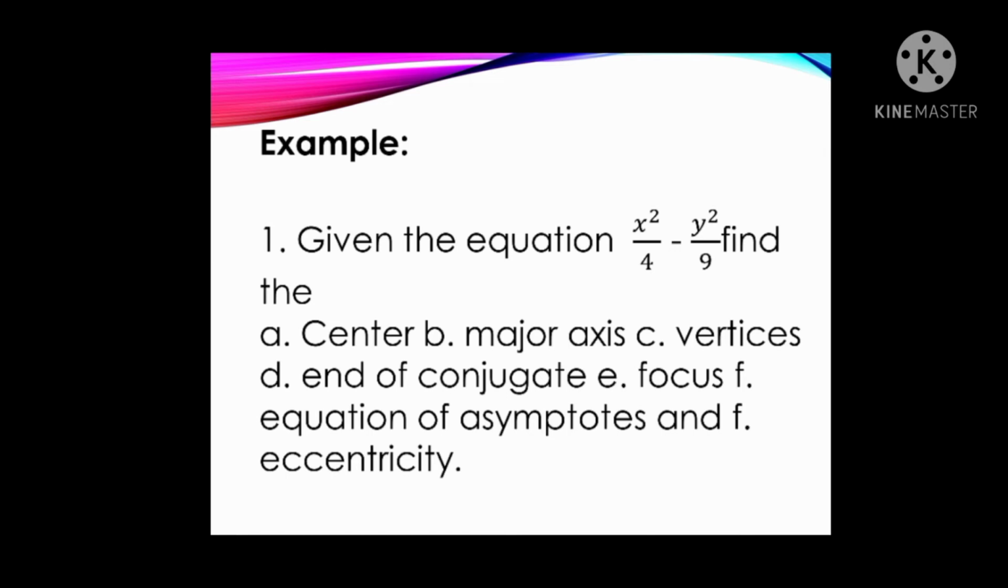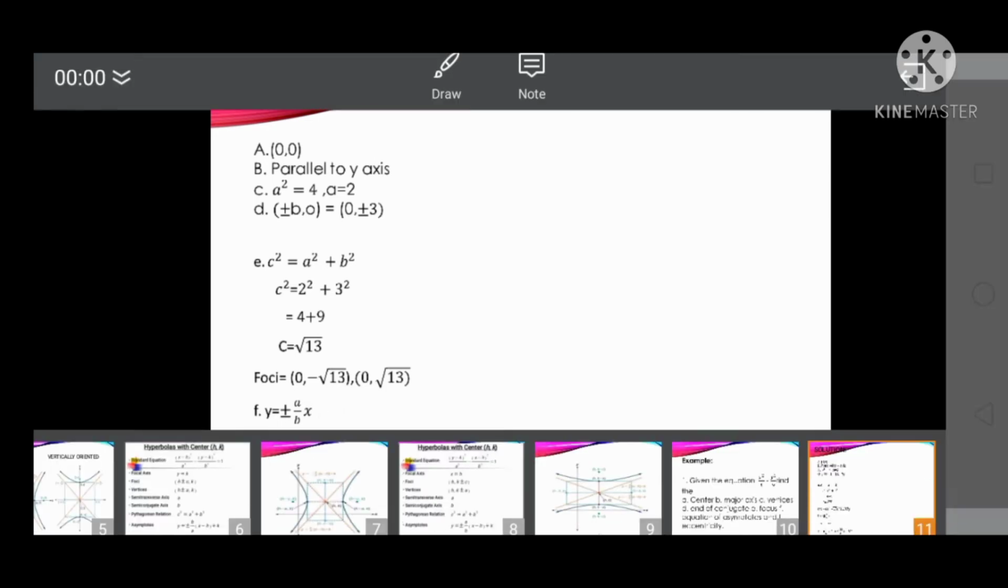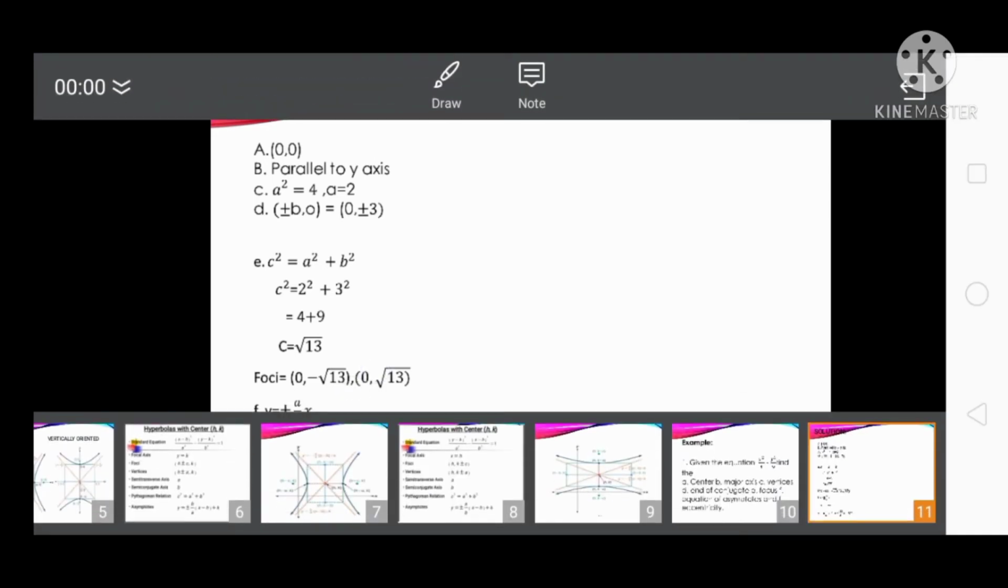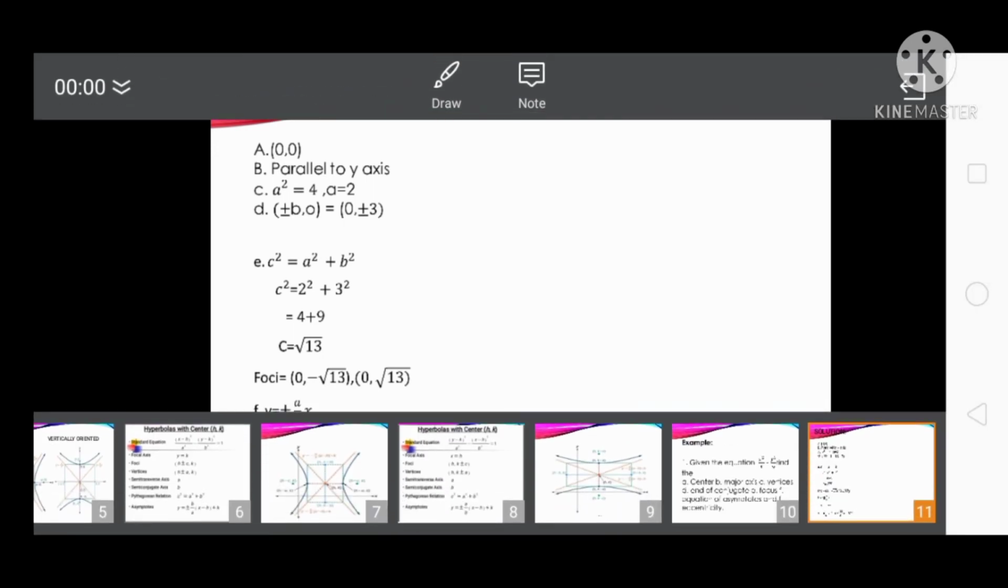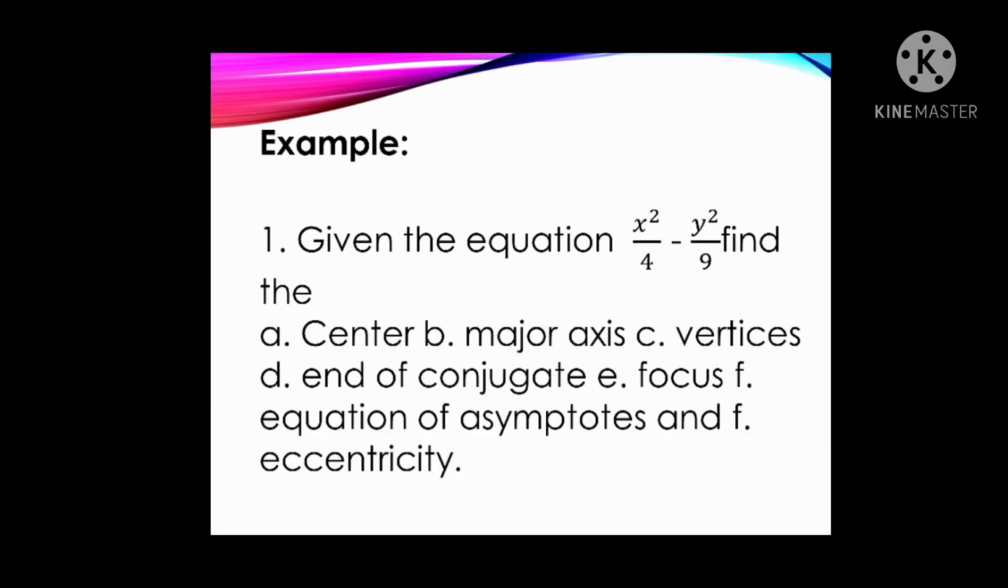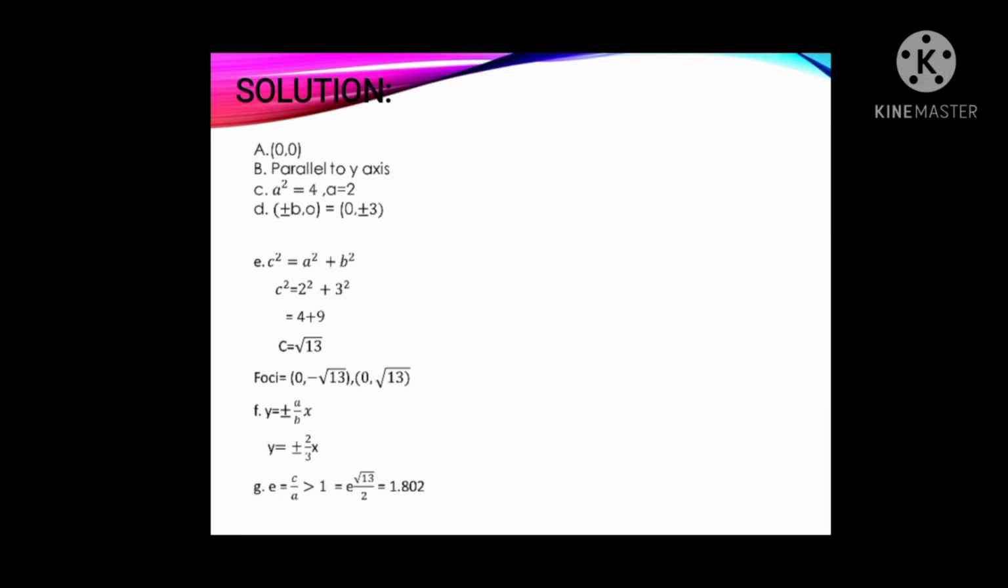So here is the solution. A, from the given, the center is 0, 0. The major axis is parallel to the y-axis. So for the vertices, a squared is equal to 4 and a is equal to 2.